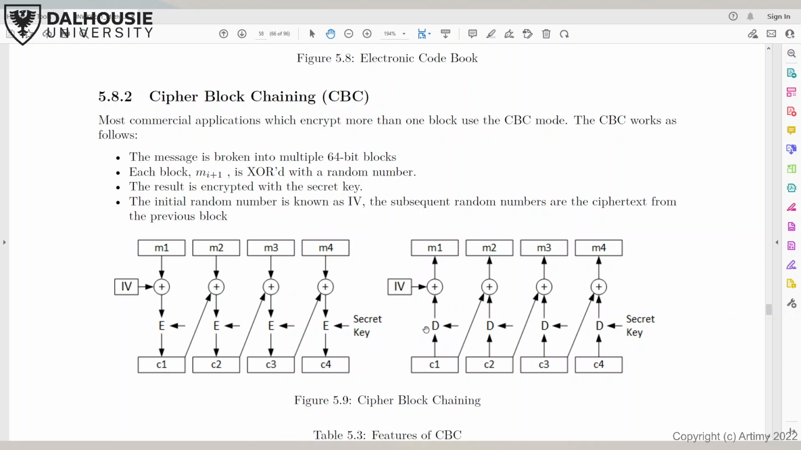The decryption happens in reverse, by taking C1 and passing it through the decryption algorithm, and the output will be XORed with the IV. Remember, I said earlier that if I XOR something with a key and then XOR the result again with the key, I will get the original message. So we will get M1 here. And we'll use the C1 to XOR with the second message and so on, right? So we reverse the process.